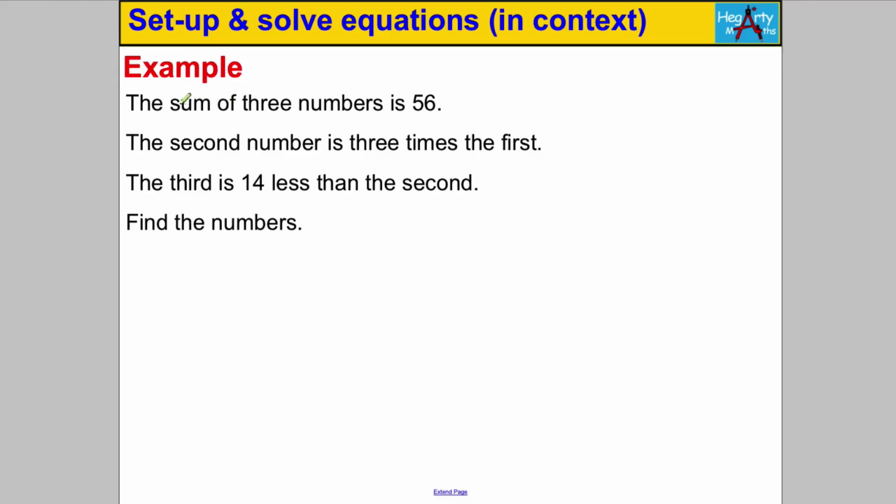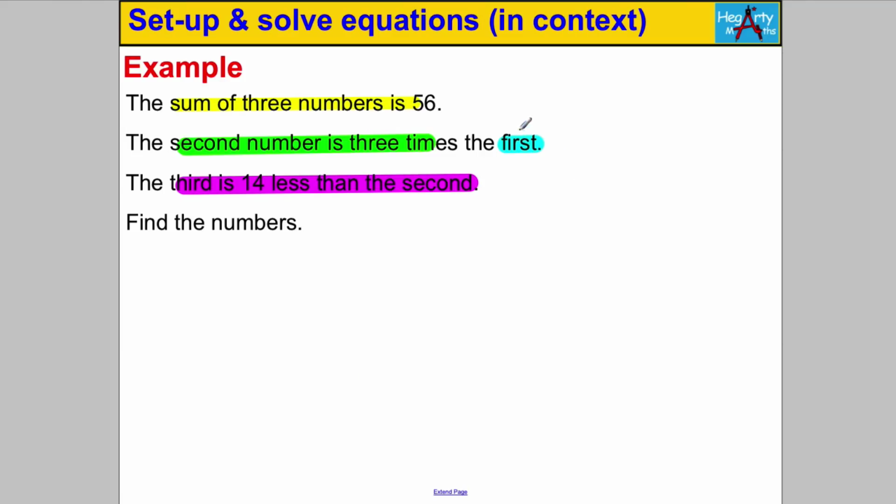It tells us the sum of three numbers is 56. It says the second number is 3 times the first. So that's the first number. The second number is 3 times the first. And it tells us the third is 14 less than the second. Find the numbers. Right. Which one should we name?